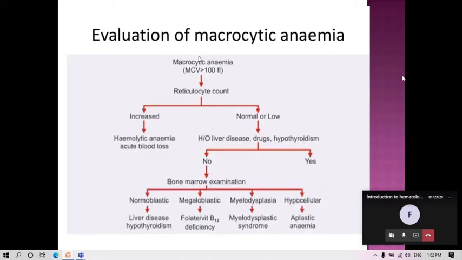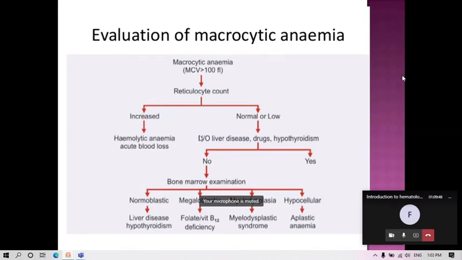And if the MCV is more than 100 femtoliters, macrocytic anemia is there, then you will again look at retic count. If it is increased, it means some kind of hemolysis is going on, or there might be some kind of blood loss. But if retic count is low and MCV is also high, it means there is ineffective erythropoiesis. Patient might have megaloblastic anemia also. So you will ask for history of liver disease, some drugs or hypothyroidism. If it is there, the macrocytic anemia is because of those conditions.